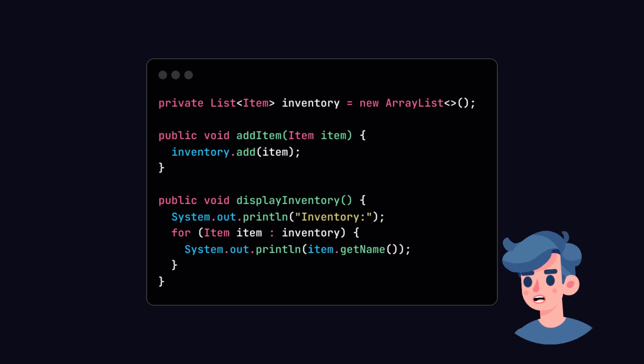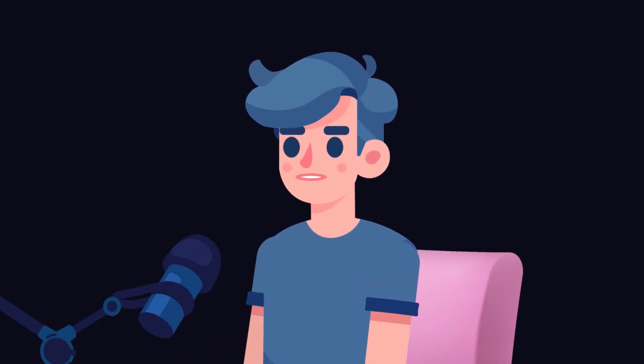Next up, let's create a simple inventory system. This will allow our player to collect items in the dungeon. We've set up an inventory list where we can add items and display them. The display inventory method will print the names of our collected items in the console.